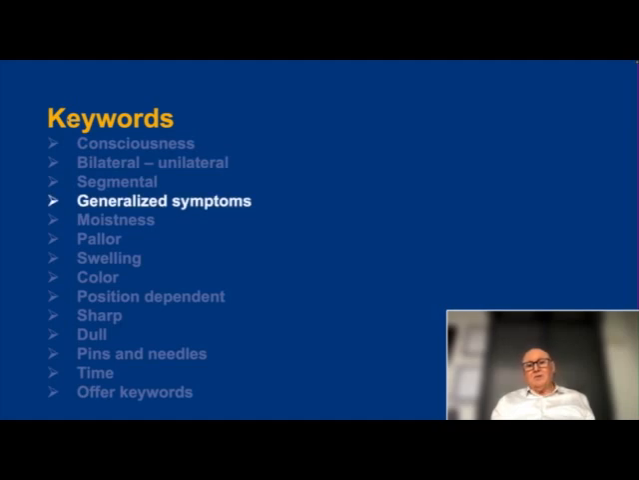We can also see eventually generalized symptoms, moistness at the level of the segment, paler. Eventually, we can see swelling, color changes. We can ask whether the pain is position dependent. Is the pain sharp? Is the pain dull? Are there pins and needles, for example, which indicates a compression of a nerve? Is there a time frame that is specific for the pain? And of course, there are keywords that the patient doesn't really use, and then we can offer them to the patient, and the patient can then say, yes, I have this sharp pain or not.